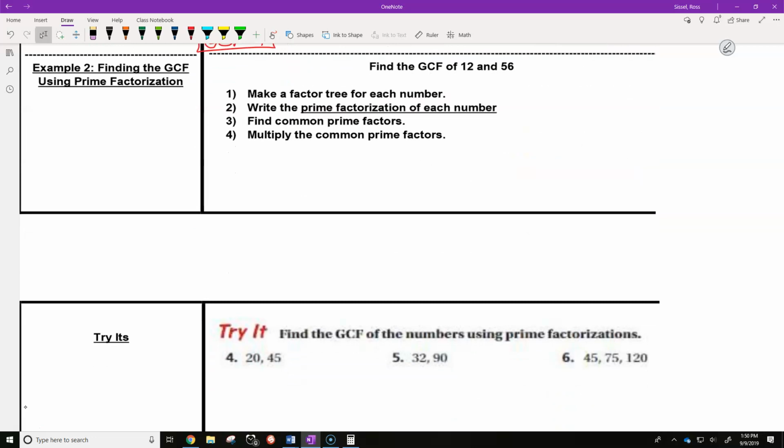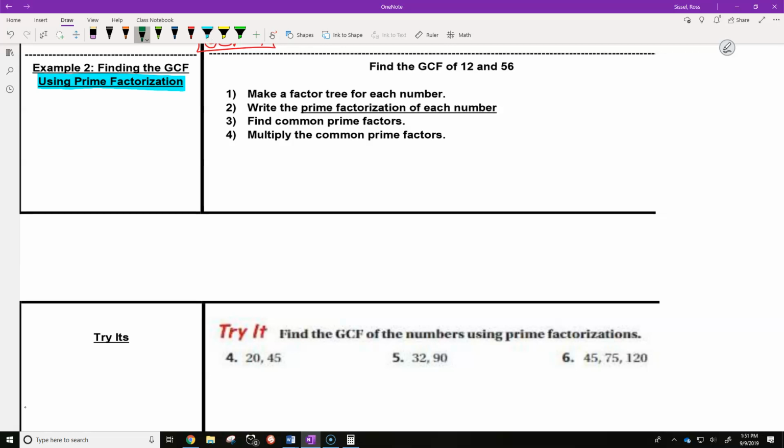Second example. This is the second method we're going to do. Example 2 says, finding the greatest common factor using prime factorization. Once again, full disclosure, most students like this one the best. The reasoning is, you do not have to know every factor of each number, which is usually helpful. But remember, I said there's the 4th step. This one also has 4 steps. And the 4th step is the one that sometimes we mess up on. So you have to pay really close attention.